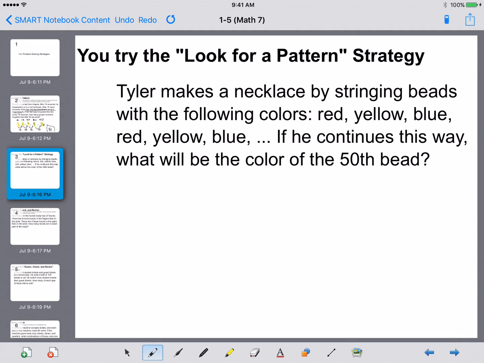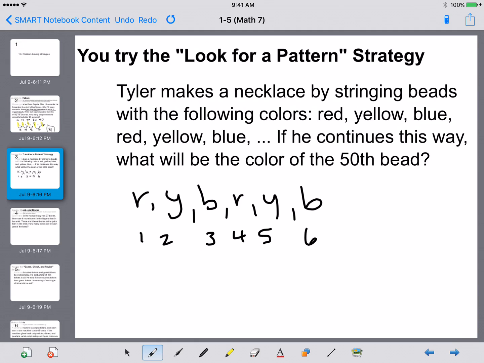So what you need to do here is you need to recognize your pattern. R, Y, B, R, Y, B. Right, and we're at 1, 2, 3, 4, 5, 6. So every third bead is blue.